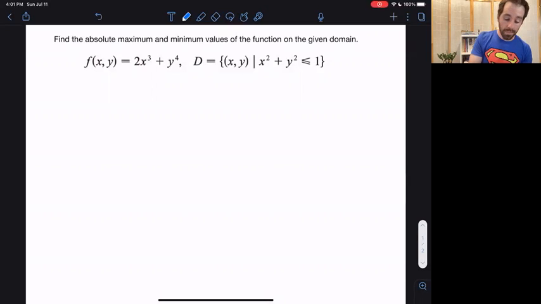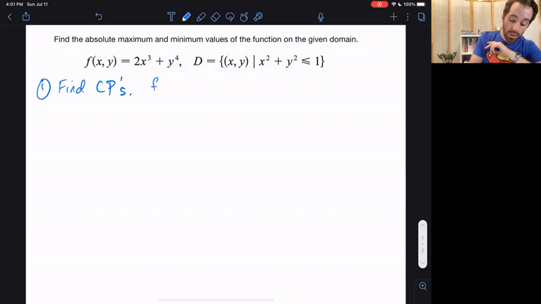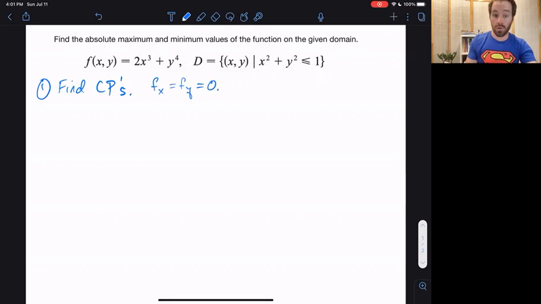So number one, we're going to find critical points. If we want to find critical points, that means that we want to find the points for which both of the first partials are 0. In order to do that, we need to find the first partials in the first place. So the first partial with respect to x will be 6x squared. The y to the fourth disappears because from x's perspective, that's a constant.